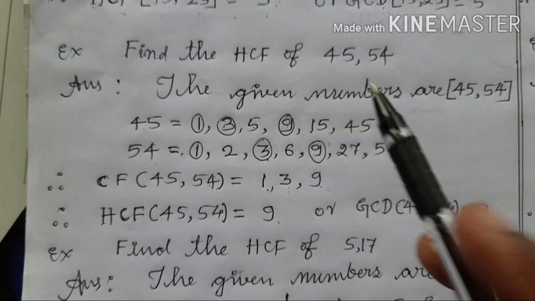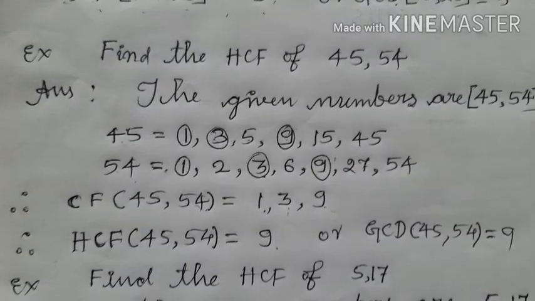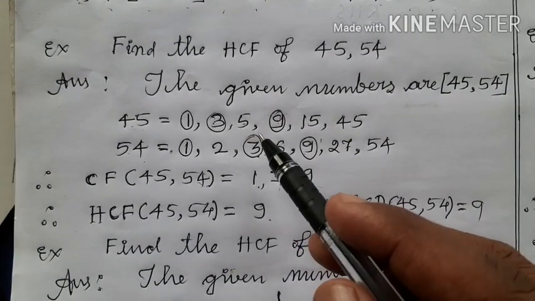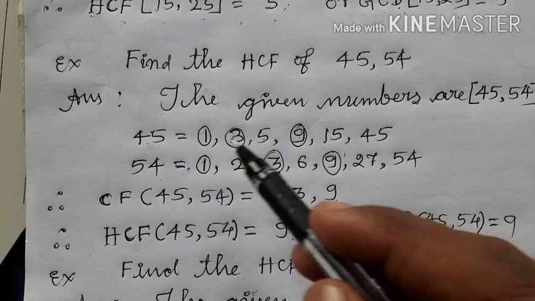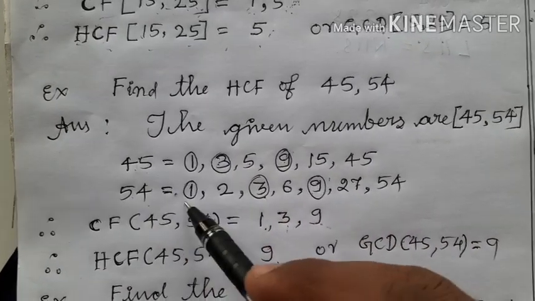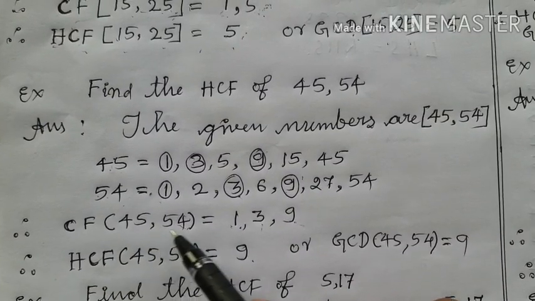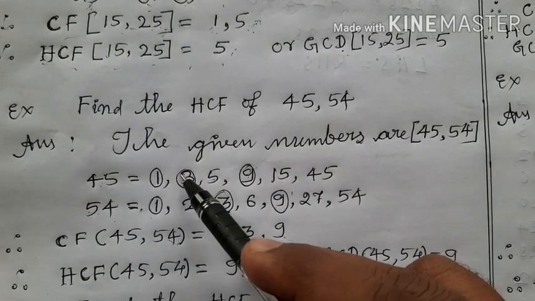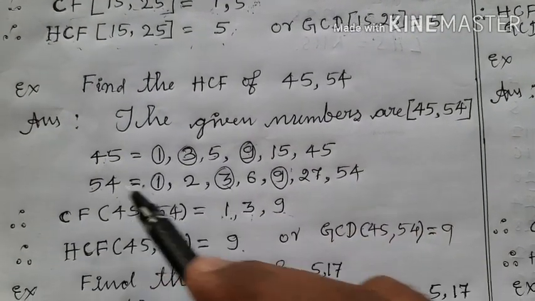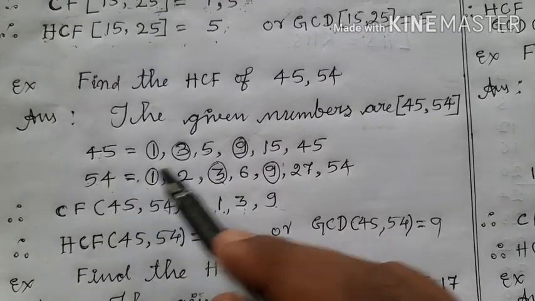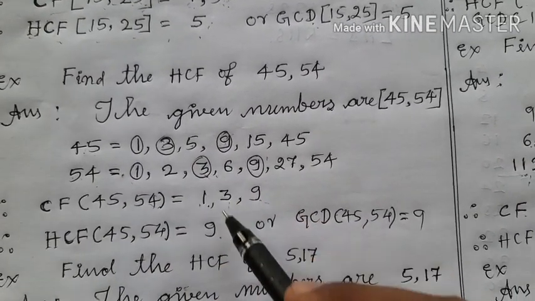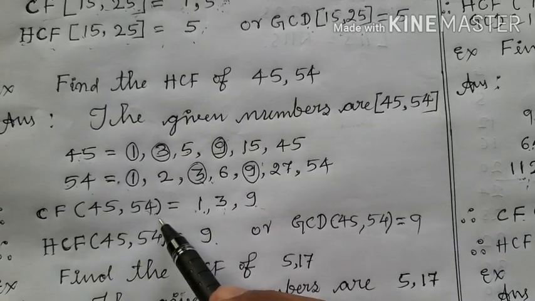Let us take one more pair of numbers, 45 and 54. Now let us list their common factors. Here in this example, 1 is a factor of 45, 1 is a factor of 54. Therefore, 1 is the common factor of 45 and 54. 3 is a factor of 45 also, 3 is a factor of 54 also. That is why 3 is the common factor of 45 and 54.